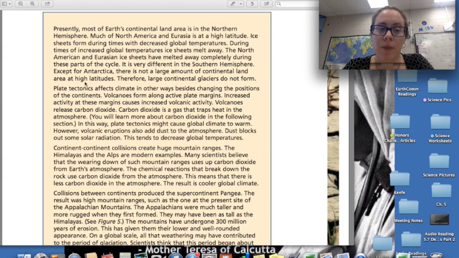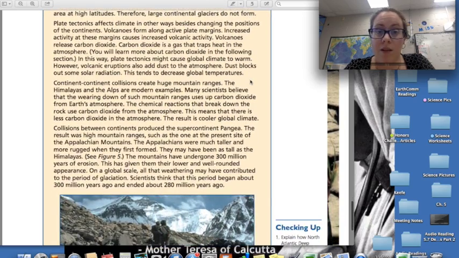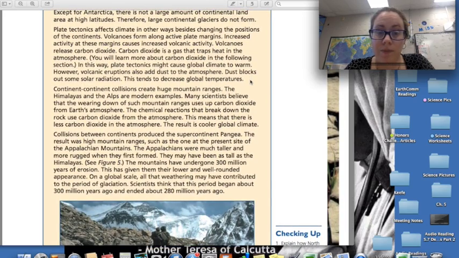It is very different in the southern hemisphere except for Antarctica. There is not a large amount of continental land area at high latitudes, so not many mountains up that high. Therefore, large continental glaciers do not form. So you don't have many continental glaciers down in the southern hemisphere.